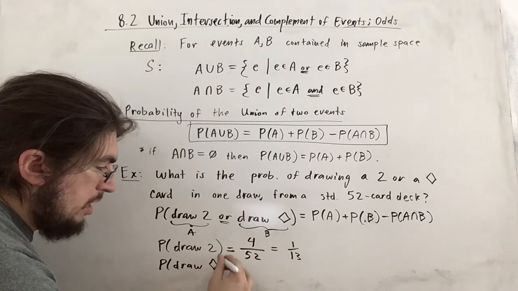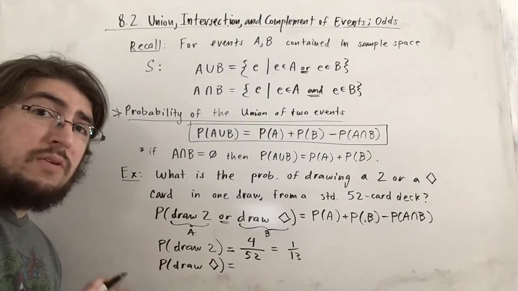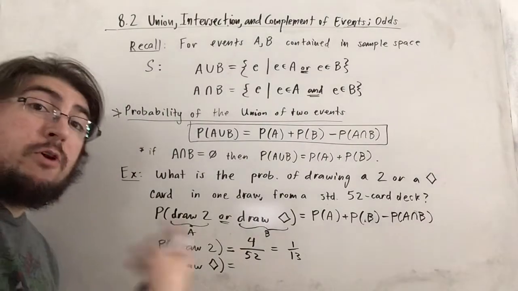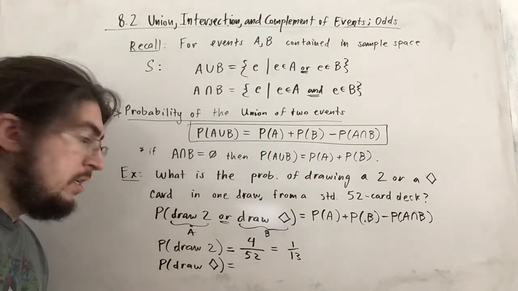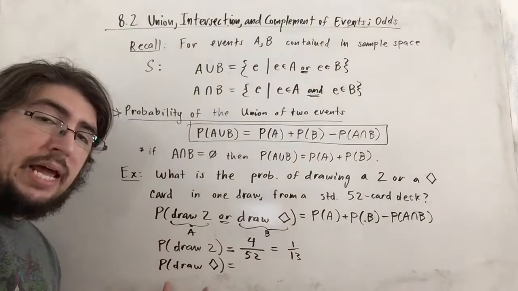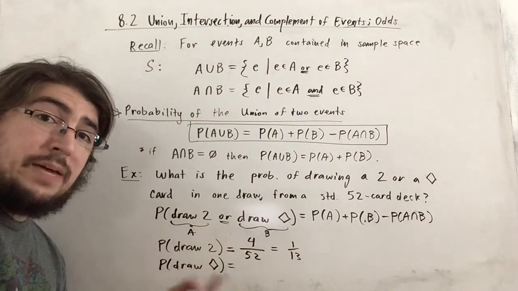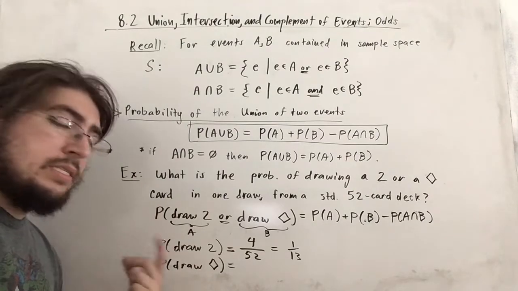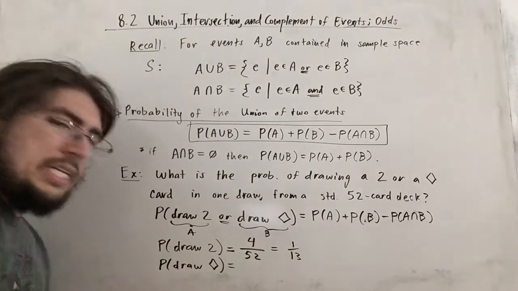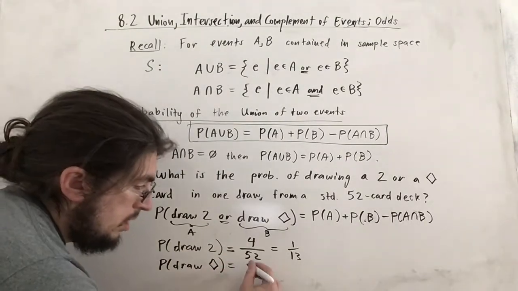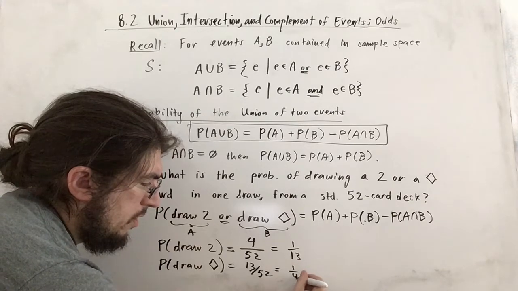Similarly, what's the probability of drawing a diamond? This is a little different because how many diamonds are there? There's 1 for each rank, so 1 for each number as well as for K, Q, and J. There's the ace of diamonds, the 2 of diamonds, 3 of diamonds, all the way to 10 of diamonds, and then the jack, queen, and king of diamonds. That's a total of 13, which makes sense because 4 times 13 is 52. So this is 13 over 52, which reduces to 1 over 4.